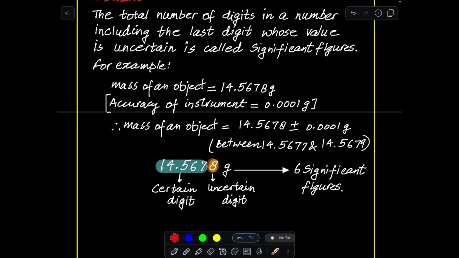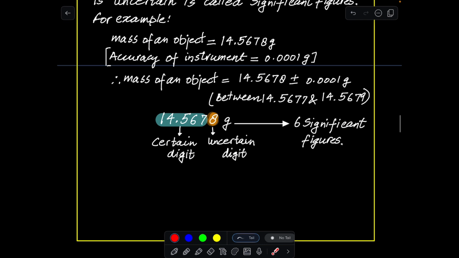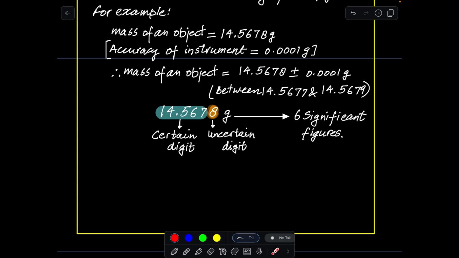So we define the number of significant figures as the certain digits, the digits for which we know the value with certainty or accuracy, that is 14567, 5 digits, plus one more digit for which the value is uncertain, which has an uncertainty of plus minus 1. So this is 5 plus 1, therefore we have 6 significant figures.